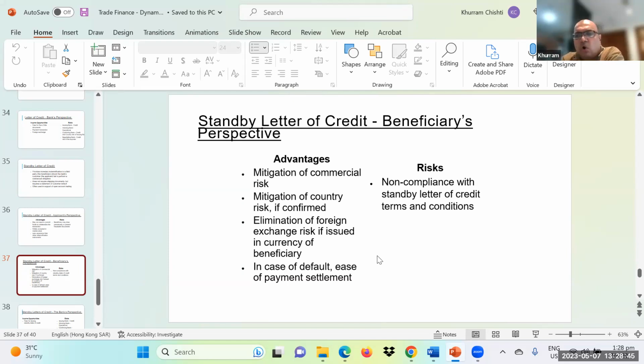Okay, what are the risks? Non-compliance with the standby terms and conditions. Okay, I will explain what it means. See, there are no free lunches in the world. It's not that easy. You have a standby letter of credit, Almaya does not pay, Casey goes and draws on it and then gets his money back.